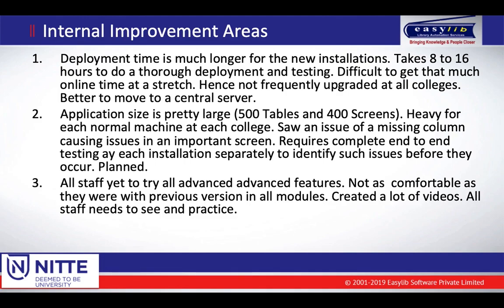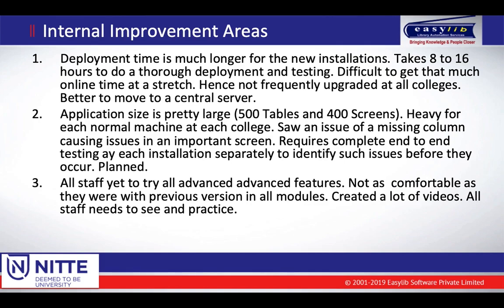We see that Easylib software is becoming more and more heavy and complex. With this complexity, the time to deploy, upgrade and install is also increasing. It takes about 8 to 16 hours to take a machine online, deploy the software, create the missing tables, extra columns and procedures, deploy the new components, and do end-to-end testing. We see that it's becoming difficult to get that much time from each of the individual colleges at a stretch.